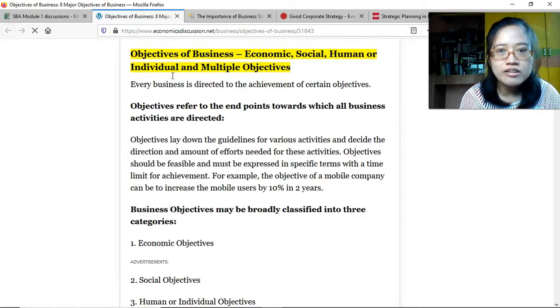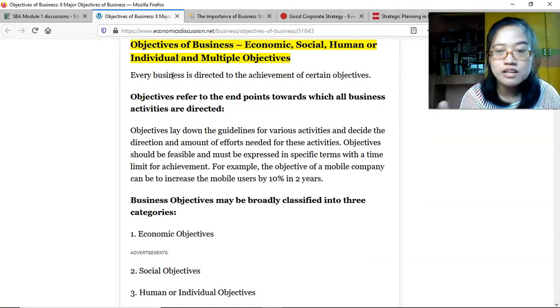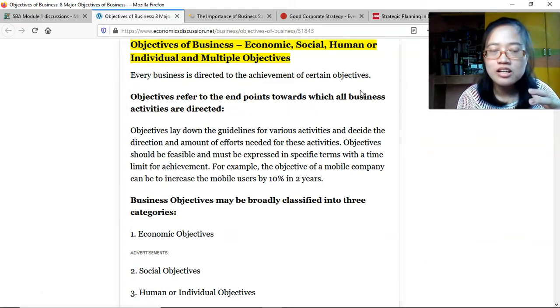Okay, other objectives of business: economic, social, human, or individual, and multiple objectives. Okay. Every business is directed to the achievement of certain objectives, and again, they do that by ensuring that they have certain strategies or a plan, step-by-step plan. Normally, yung strategies, it's for the long run, right? And then you have your goals and objectives.